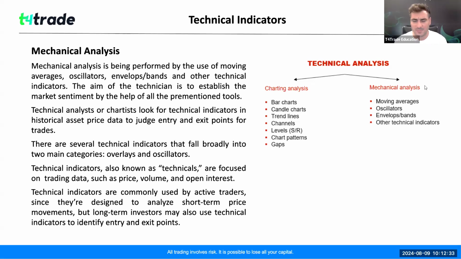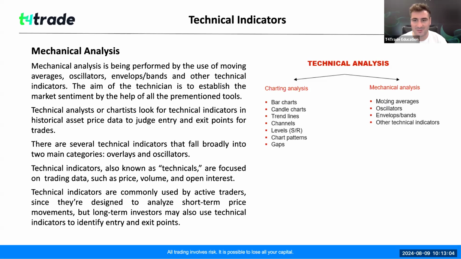The split is, on the one side, you have charting analysis. On the other hand, we have mechanical analysis. We have outlined the differences between the two, what goes where and what kind of information they convey, in a broad basic webinar we've covered in the past. Charting analysis uses bar charts, candlestick charts, trend lines, channels, support and resistance levels, chart patterns and gaps, and many others.